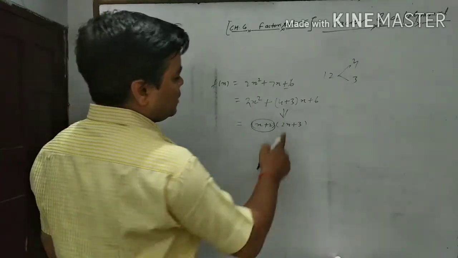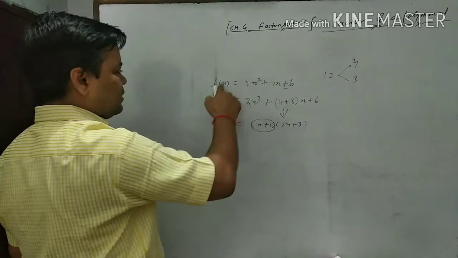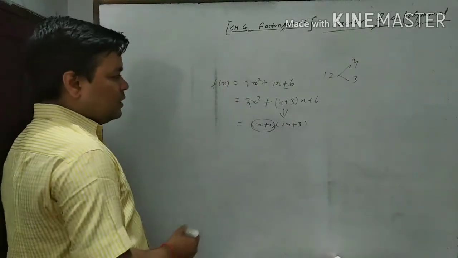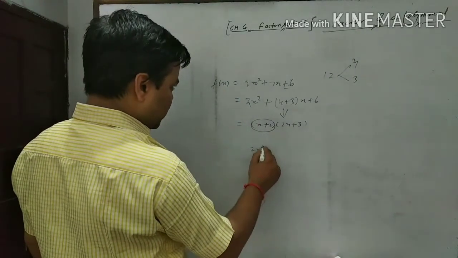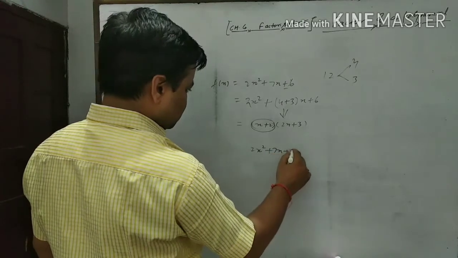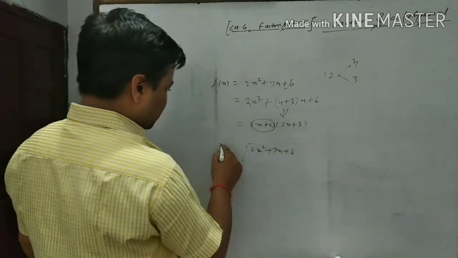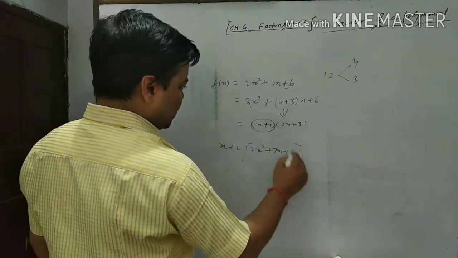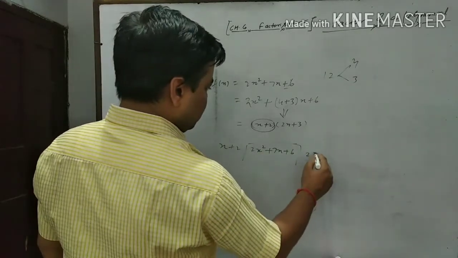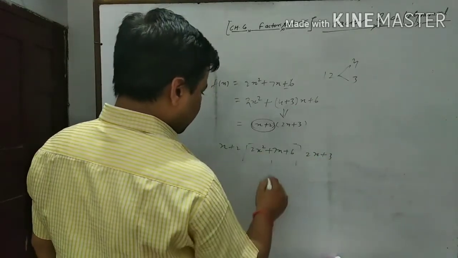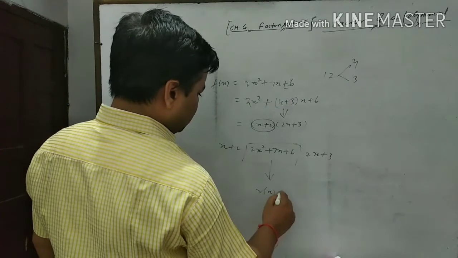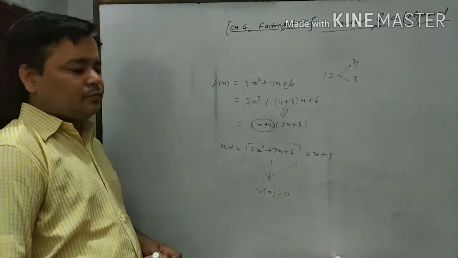Similarly, we can say that 2x plus 3 is also a factor of f(x). Why? Because if we divide 2x² plus 7x plus 6 by x plus 2, the quotient will be 2x plus 3, and again the remainder R(x) will be equal to 0.